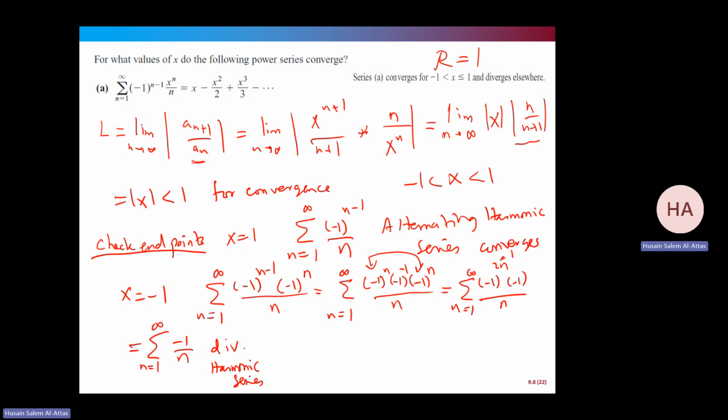So my interval of convergence is what? 1 included, minus 1 not included. So open from minus 1 and closed at 1. So when x is greater than minus 1 and less than or equal to 1, it converges for this and diverges elsewhere.